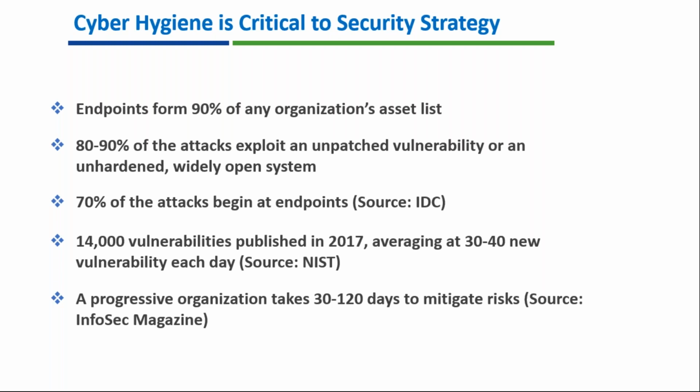And a progressive organization typically takes about 3 to 4 months to roll out these fixes. So the irony here is that while new vulnerabilities are being discovered on a daily basis, the patches or the mitigations are applied a few months later, and that is not really helping because there is a gap of 3 to 4 months where these systems are wide open for attacks. And this is with organizations where some sort of cyber hygiene practice is in place.